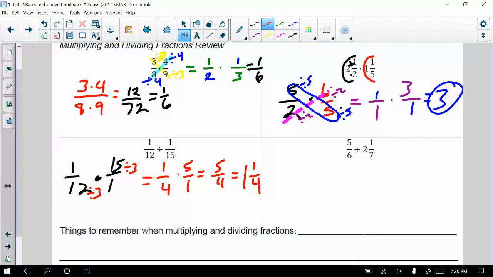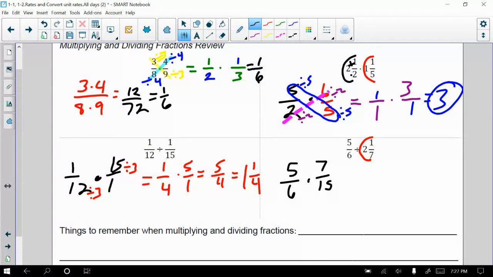Okay. All right, so let's look at 5/6 divided by 2 and 1/7. Remember, before we do anything, we have to turn this 2 and 1/7 into an improper fraction, and then that's what we are going to multiply the reciprocal by. So 5/6 times, I know 7 is going to go on top because it's on the bottom right now. 2 times 7 is 14, plus 1 is 15.